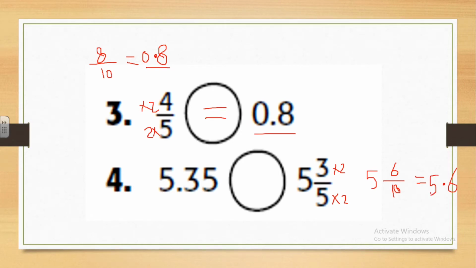So now you have 5.6. Let's make a comparison to see which number is the greatest. So let's start from the left. 5, and here we have 5. Then we have the point. The first digit after the point here is 3, and here 6. So which is bigger, 3 or 6?